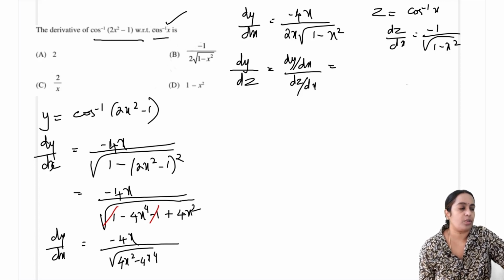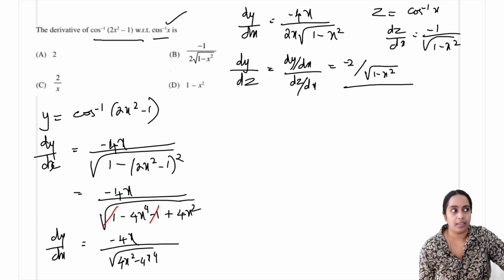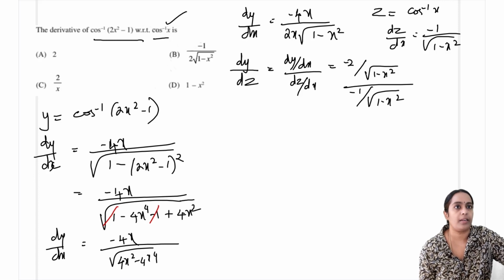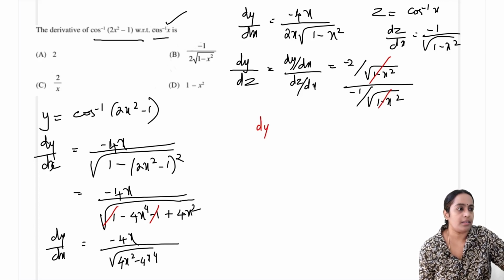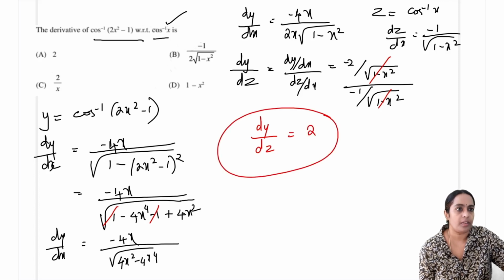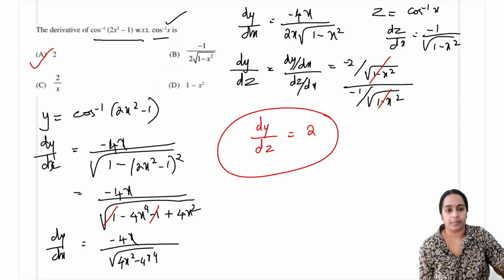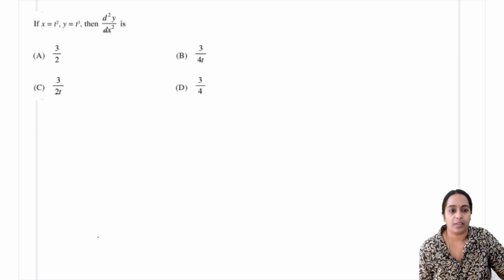So it will be a minus 4x. Now when I cancel this, I have my dy by dx to be minus 2 divided by square root of 1 minus x square. Dz by dx is minus 1 divided by square root of 1 minus x square. So these get cancelled, the minus sign also gets cancelled. My final answer, dy by dz, is going to be plus 2. So option A is the correct answer. Moving on to the next question.